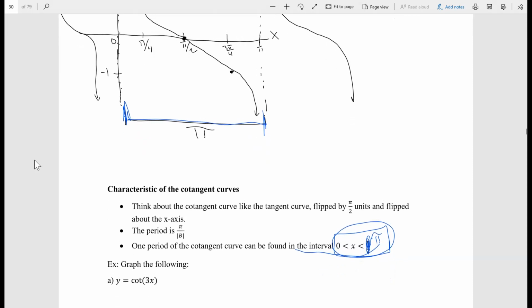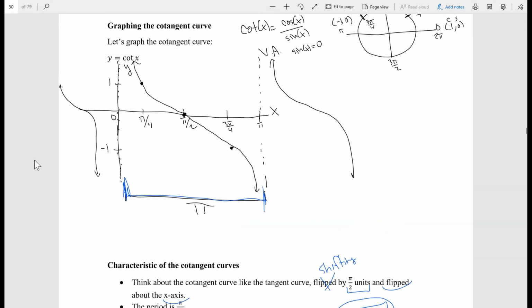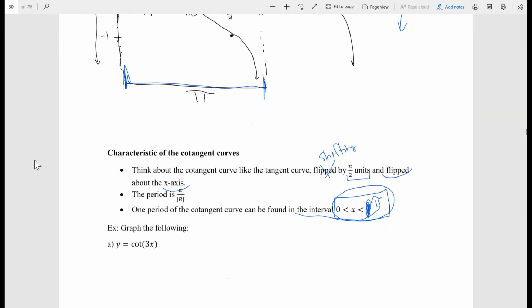So you can think about the cotangent curve as shifting pi over 2 units. So I've shifted everything pi over 2 units, and it's flipped across the x-axis. So if you think about it, the tangent curve was going downward and then up, and now the cotangent curve is going from the top down to the bottom. So it's a little bit opposite. So it's kind of flipped. Okay. The period, as you can see, is still pi over the absolute value of b. So it's still going to be pi.